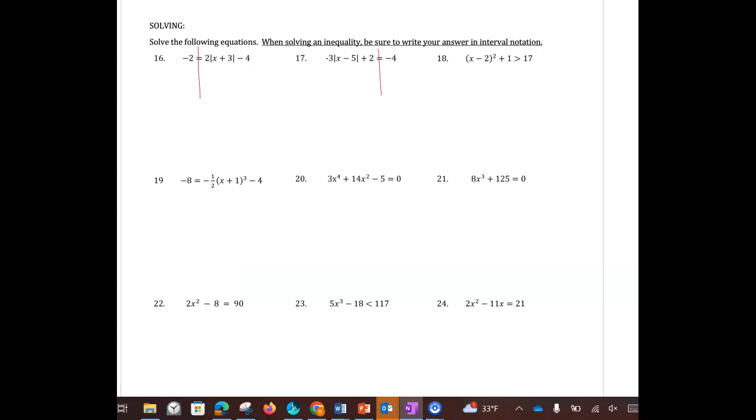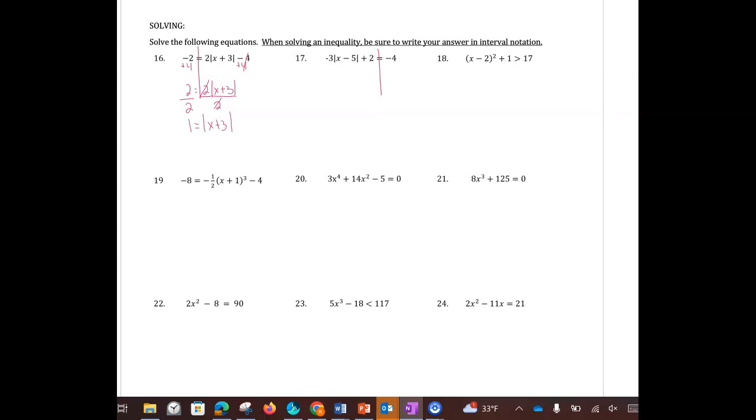So in the first problem, I'm going to move the 4 by adding 4. So that leaves me with the 2 over here. And then on the other side, I'm going to divide by 2, don't distribute. Absolute value bars are not parentheses. So over here, 2 divided by 2 leaves me with a 1.